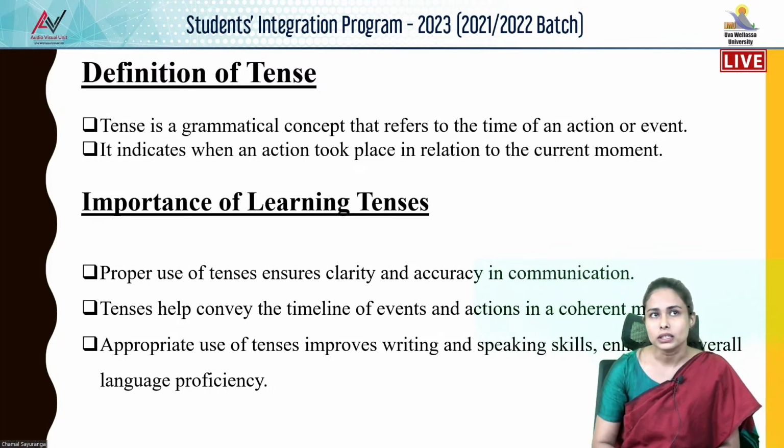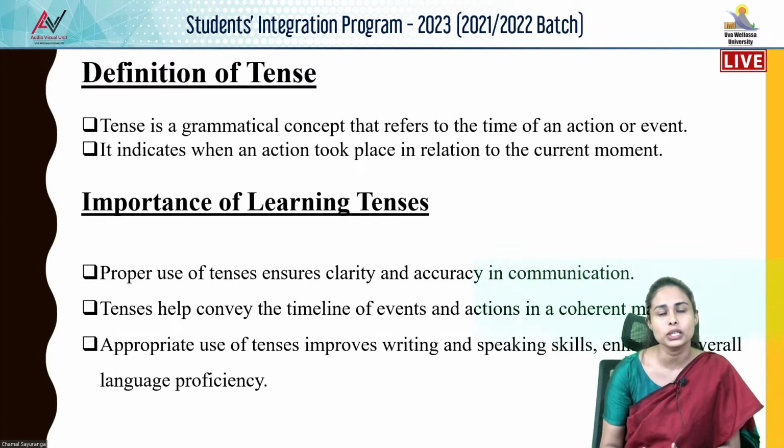And then the second importance: tenses help convey the timeline of events and actions in a coherent manner. The tense helps us to convey the timeline. That means when we talk about anything using different tenses, others can understand the sequence of the events. Past tense, past perfect, and then present, and then the future. It's just like a timeline, right?